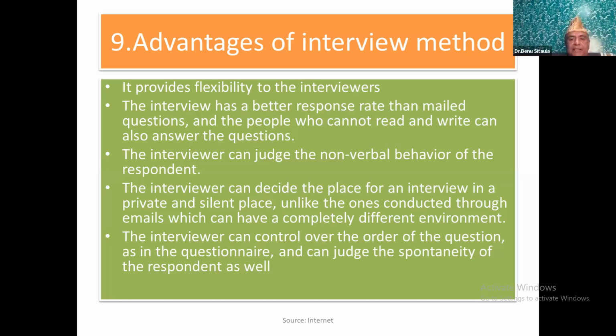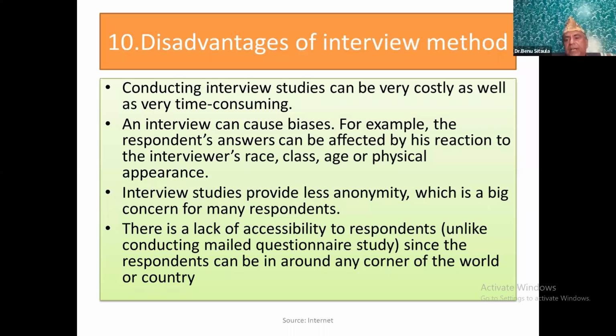For example, the respondent's answers can be affected by the reaction of the interviewer, race, class, age, or physical appearance. Similarly, interview studies provide less anonymity, which is a big concern for many respondents. This is also one of the disadvantages. There is a lack of accessibility, unlike conducting mail surveys to any corner of the world.